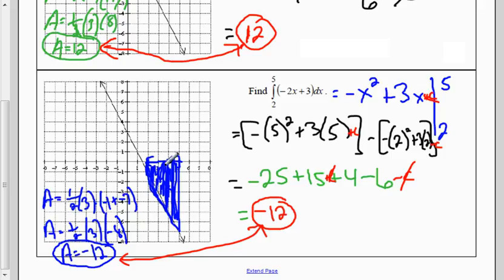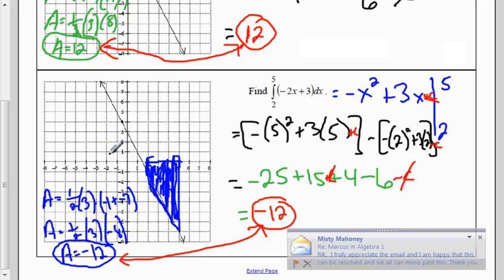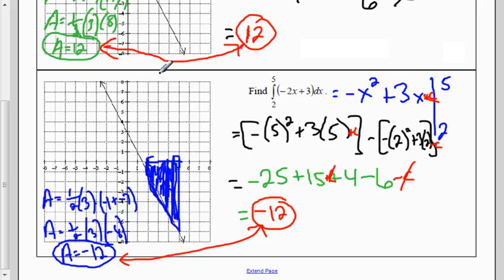So this shows us how to find the integral, which represents the area between the function and the x-axis. If it's a value above the x-axis, it's positive. If it's a value below the x-axis, it is negative.